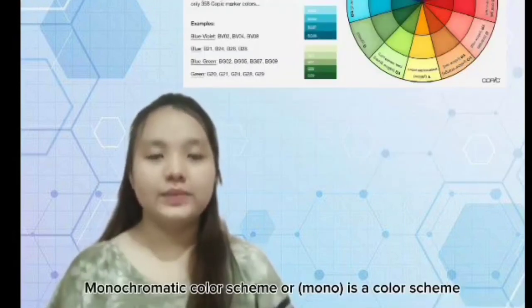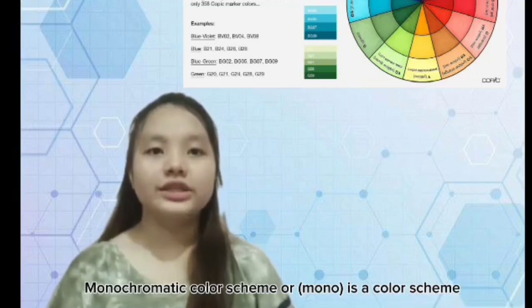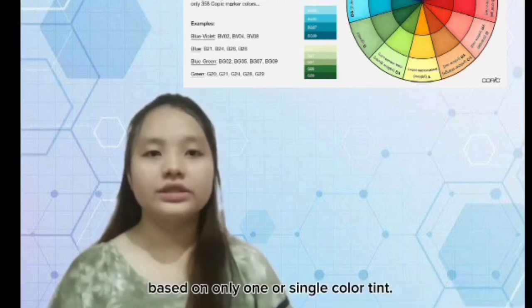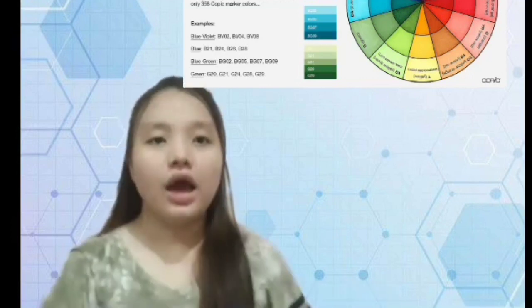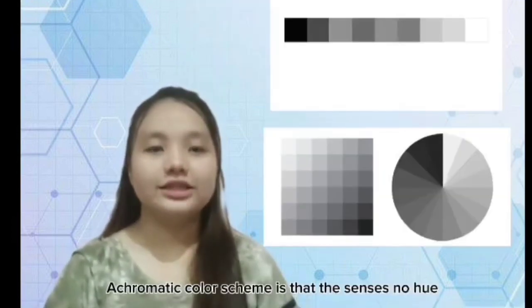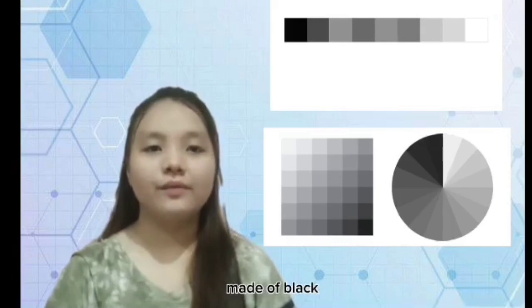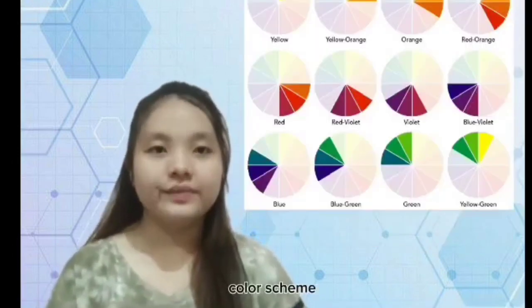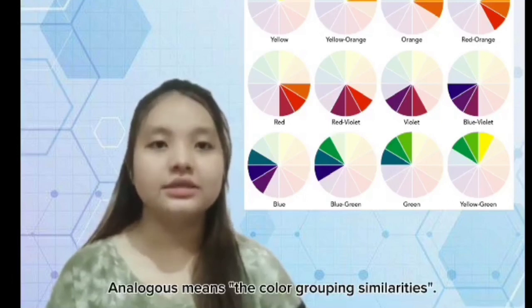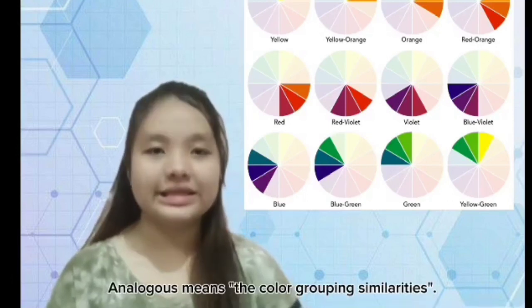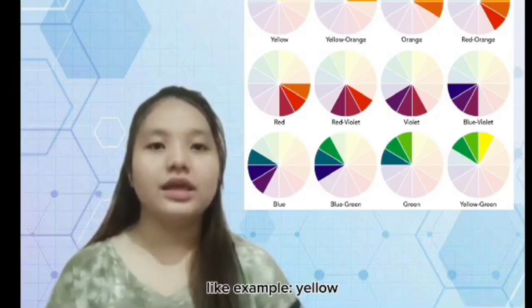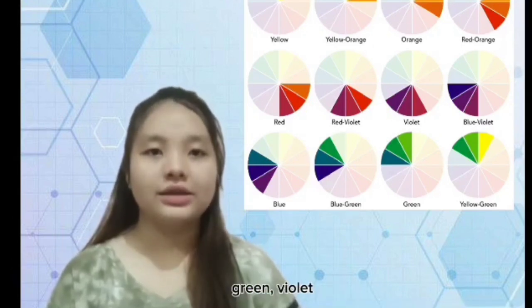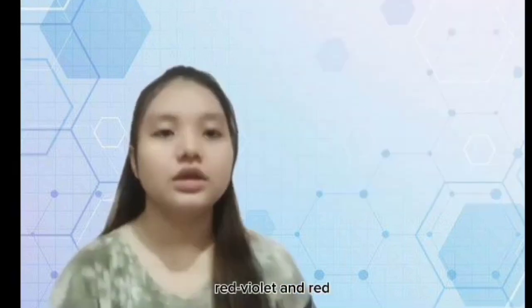Monochromatic color scheme, or mono, is a color scheme based on only one or a single color theme. Achromatic color scheme is one that possesses no hue, made of black, white, and gray. Analogous color scheme. Analogous means the color grouping has similarities. For example, yellow, yellow-green, green, violet, red-violet, and red.